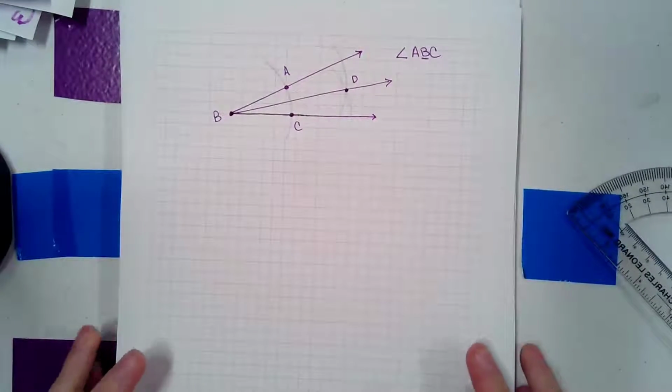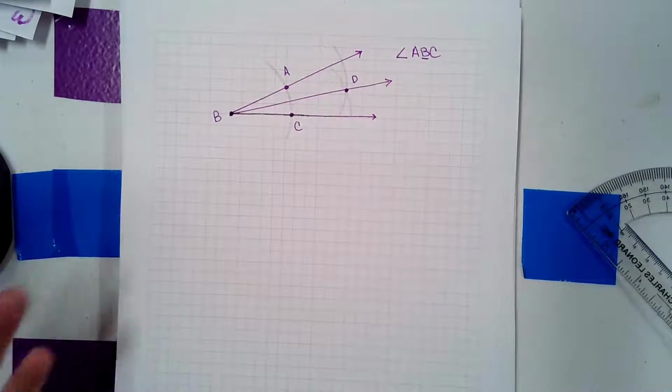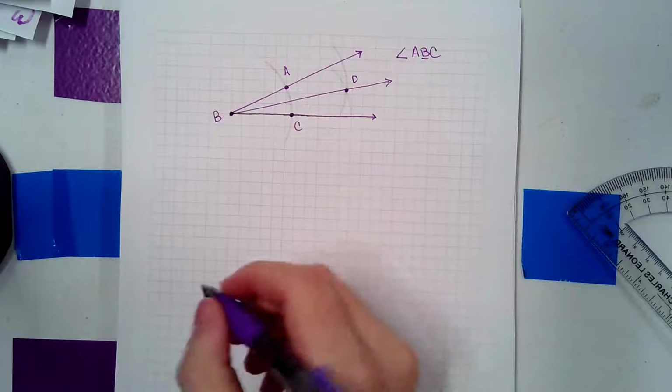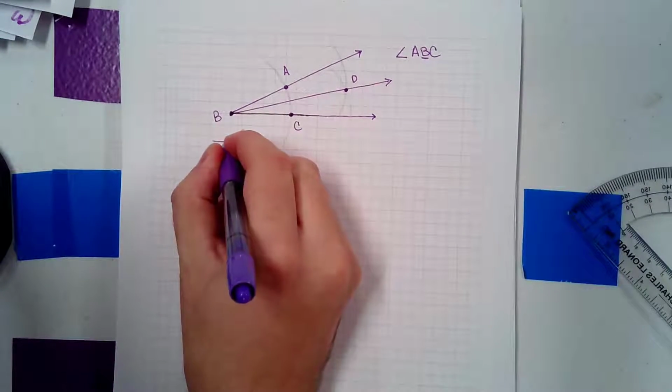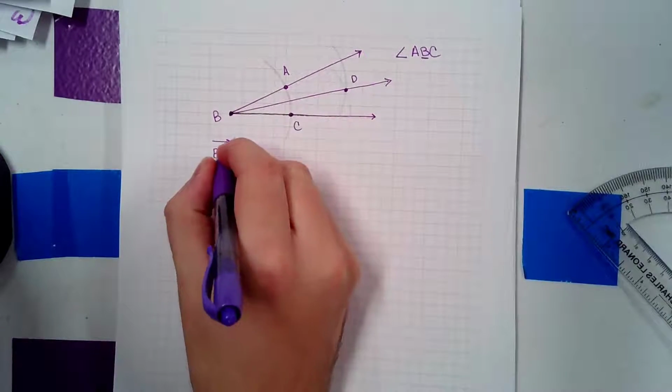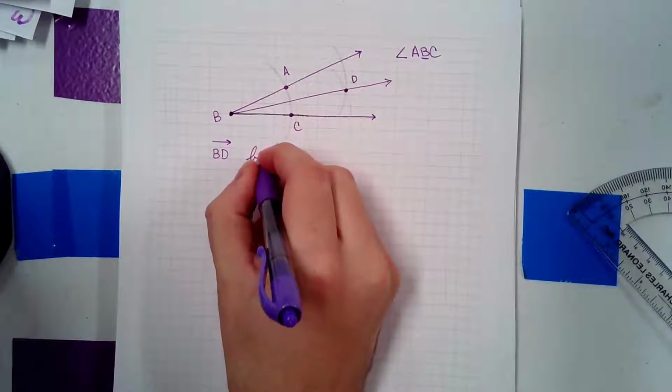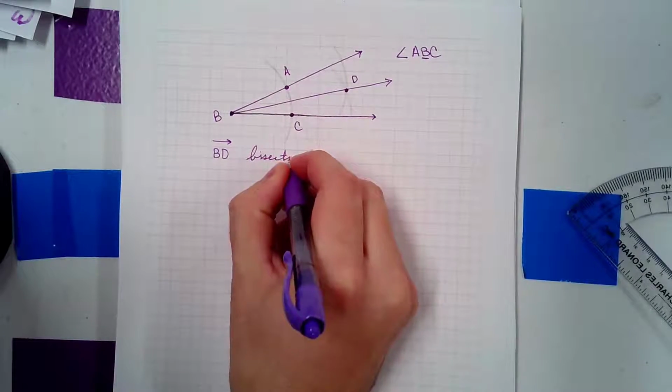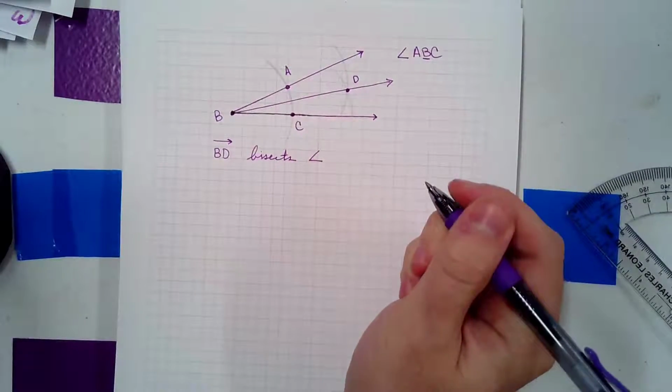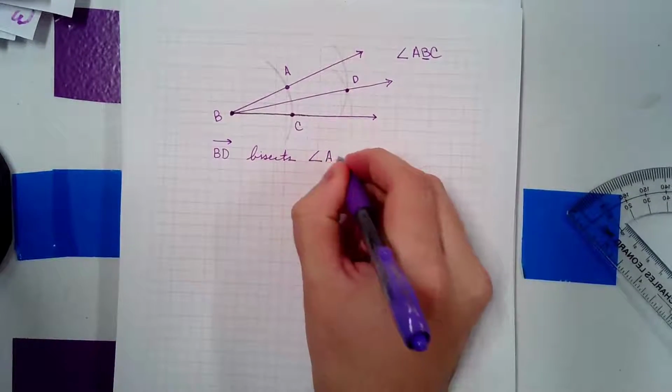So when we write this, right, because not always are we going to be able to draw this stuff, not always do we want to draw it, we want to be able to write it. What we would say is that ray BD bisects angle, because that's the angle symbol, right, angle ABC.